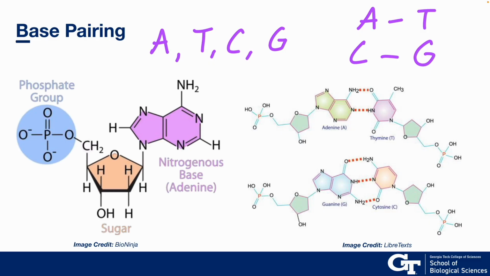And if we look here, why can't A pair with G? Well, look at this schematic of DNA. Between A and T, we form 2 hydrogen bonds. And between C and G, we form 3 hydrogen bonds. And that's really important to the stability of DNA.